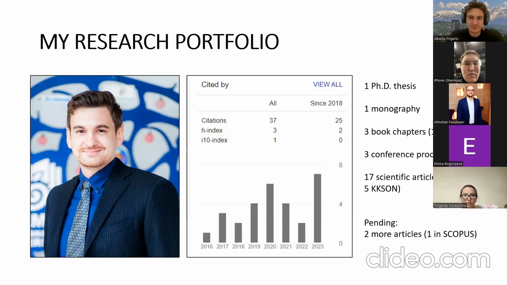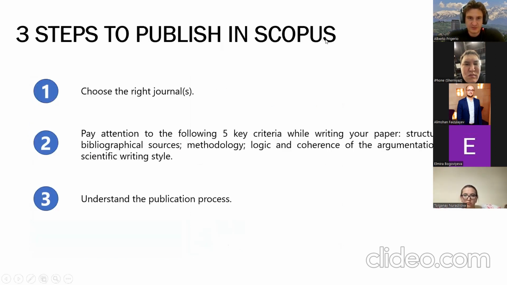with you. So what we are going to focus on is 3 steps. The first one is how to choose the proper journal where to publish your article. The second one is to pay attention to 5 key dimensions that are highly important in order to have your article accepted. So we'll see these 5 later.